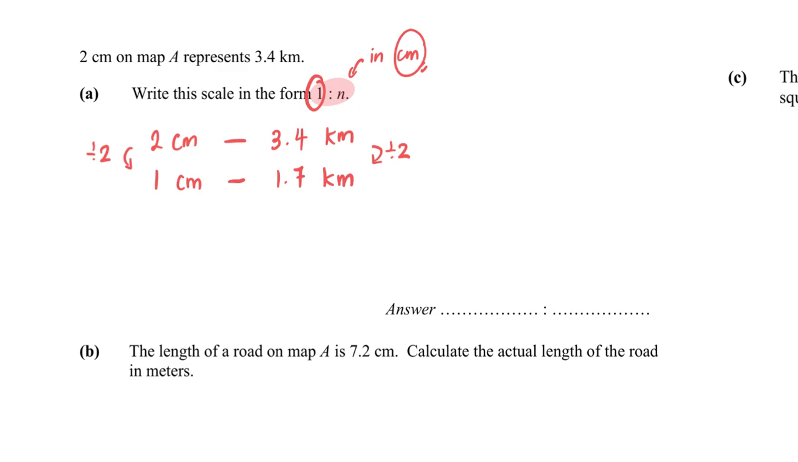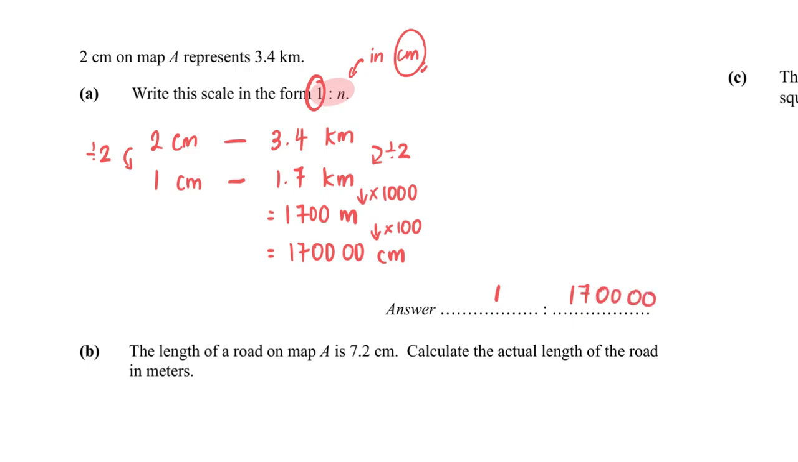If you're not very good at converting straight to cm, then you can do what Mr. Tan does. I will convert this to meters by multiplying by 1000. Then multiplying by 100 will give me cm. So now I know this is 1 and this is this value, 170,000. That's for part A.